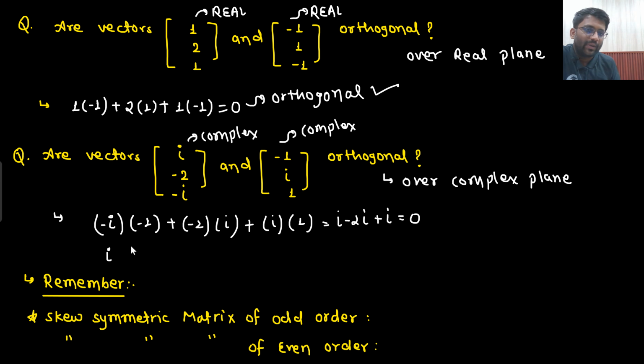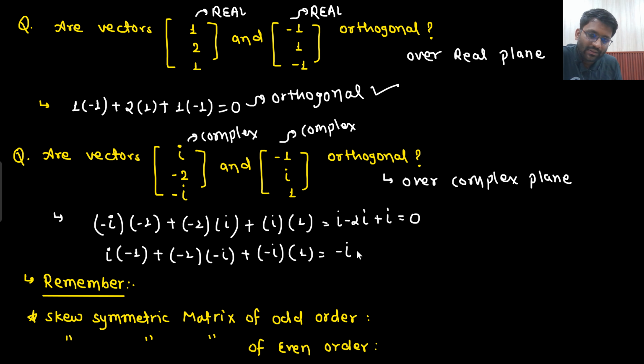Or what I could have done, let's keep this as it is, iota as it is, and conjugate of this one. What is the conjugate of minus 1? That will be minus 1 only. Plus minus 2 as it is. What is the conjugate of iota? That is minus iota. Plus minus iota as it is. What is the conjugate of 1? That is 1 only. So what are you getting? Minus iota plus 2 iota minus iota, that is also 0.